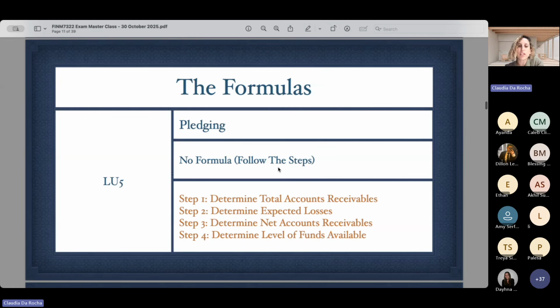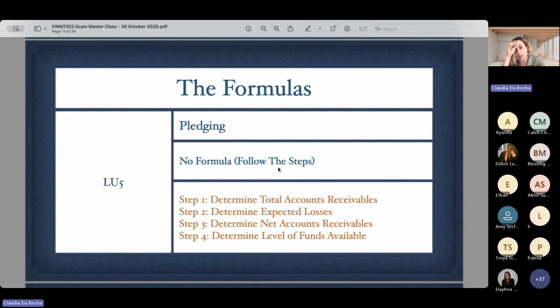Right, so with pledging, there's no formula. There's just steps that we follow. Depending on the question, it may split up the steps into question 1.1, question 1.2, question 1.3. You must just read the question. But in essence, if there's no split and they just ask you to determine the level of funds available, you need to follow these 4 steps: determine your total accounts receivable or gross accounts receivable, the same thing. Determine your expected losses, determine your net accounts receivable, and determine the level of funds available.